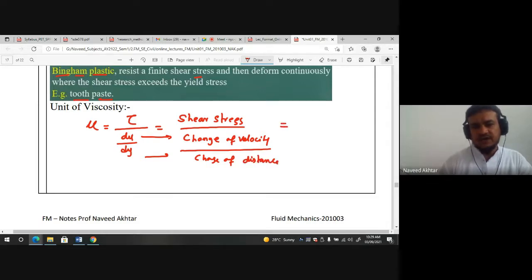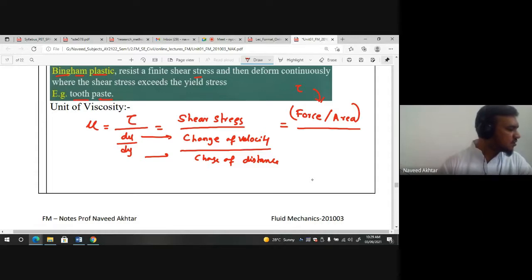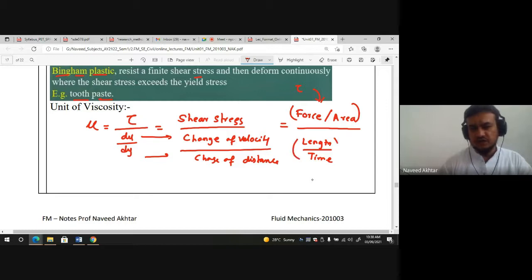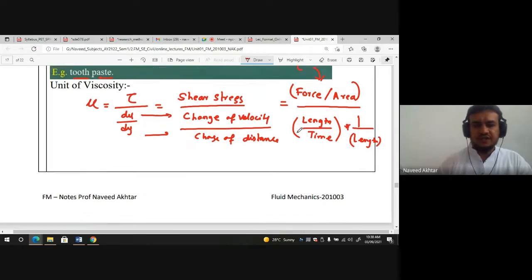If you write down, the shear stress is force upon area. This is the tau. Okay? And change of velocity is nothing but, what is the velocity? Then meter per second. So meter per second, if you write the velocity, length upon time, in dimension if you write, length upon time. The change in distance will be again the length. So, 1 upon length.